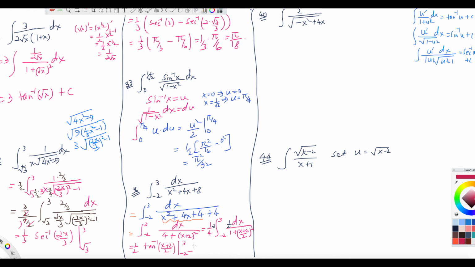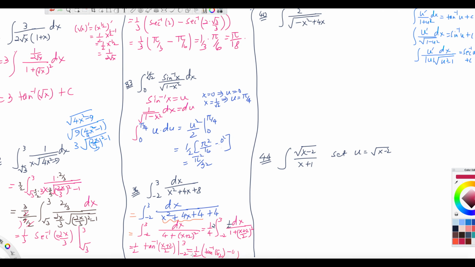What do you get there? If you do that, what do you get? Let me see. By the way, that is equal to that. So plug in 3 here. What do you get? 1/2 times, if you plug in 3, tangent inverse of 3 plus 2 is 5 over 2. Tangent inverse 5/2, and then minus, now we plug in negative 2, right? What do you get? Tangent inverse of negative 2 plus 2 is 0 over 2 is 0. Tangent inverse 0 is 0, right?